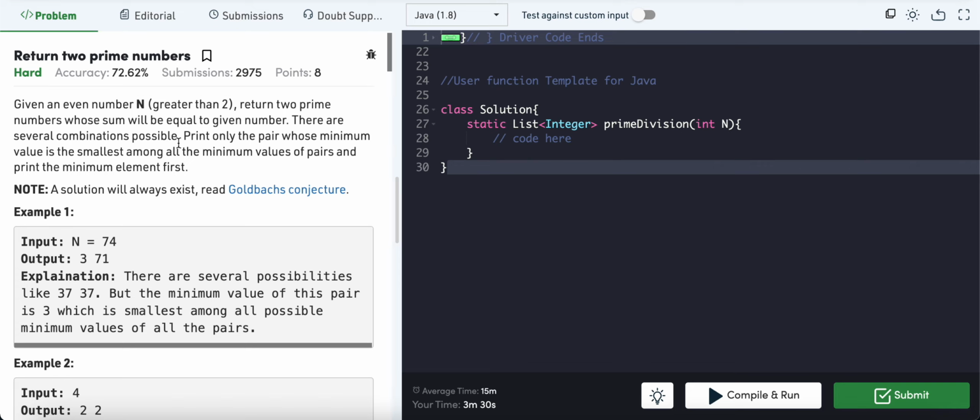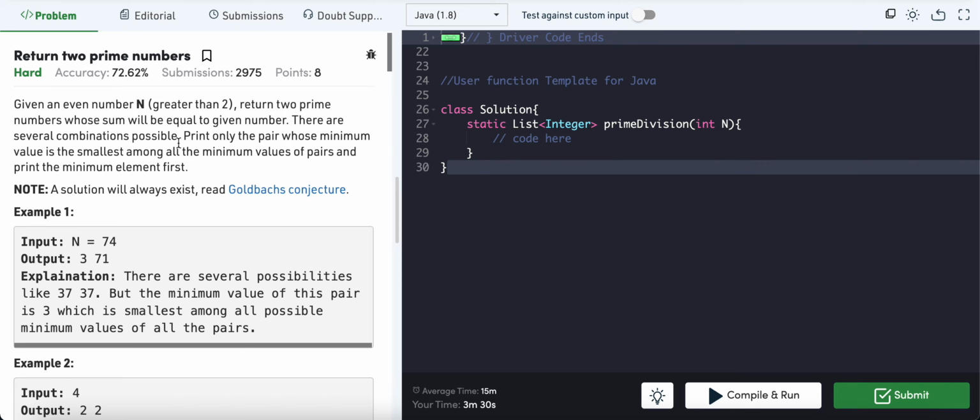Print only the pair whose minimum value is the smallest among all the minimum values of pairs, and print the minimum element first. So we will be given a number, and we need to find two prime numbers which are less than or equal to n, such that their sum is equal to n, and we are looking for the particular prime number which is the smallest.